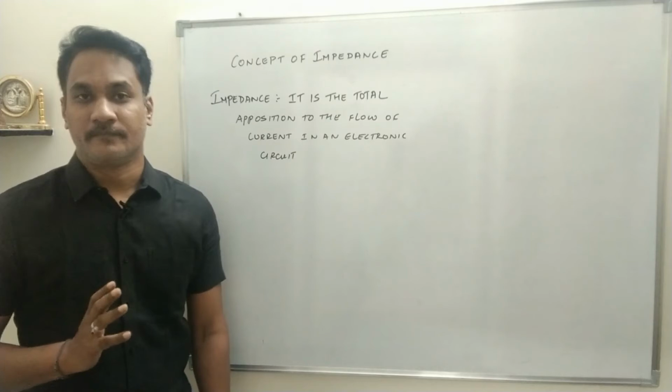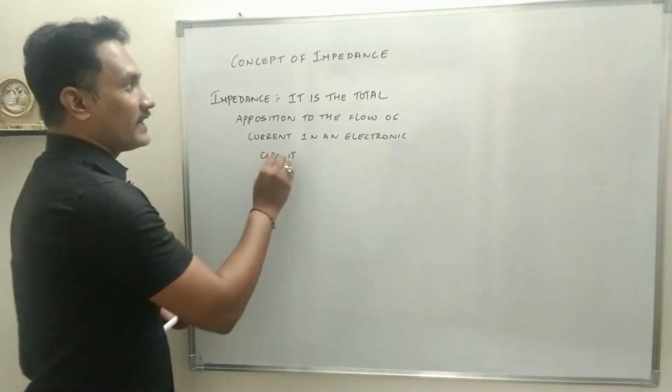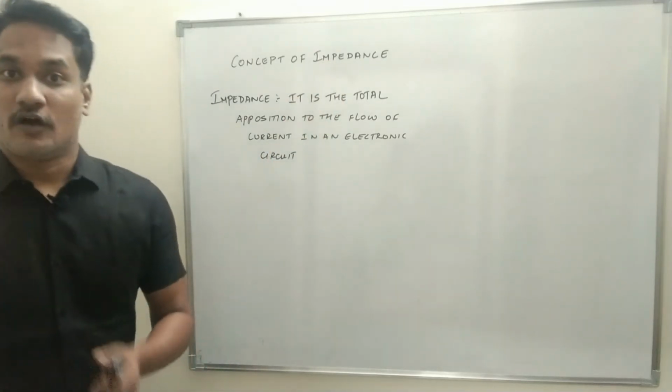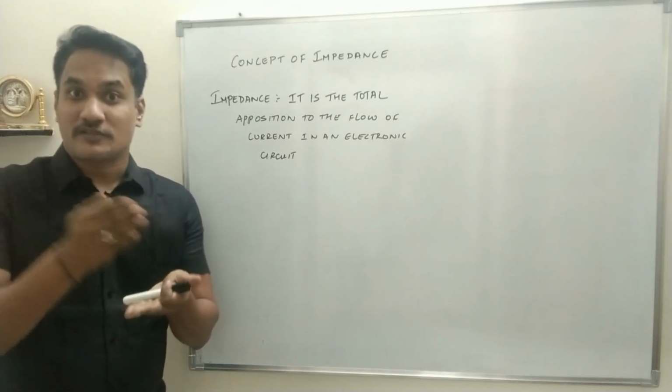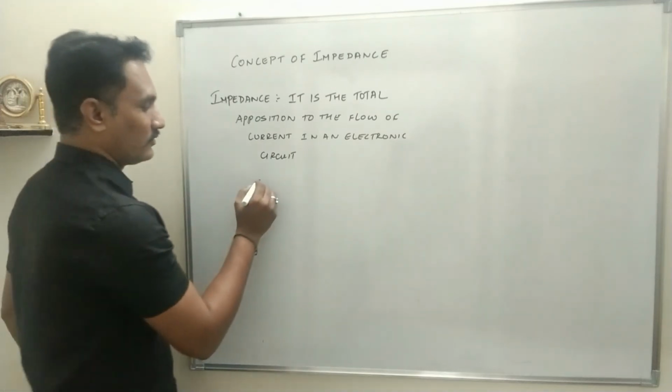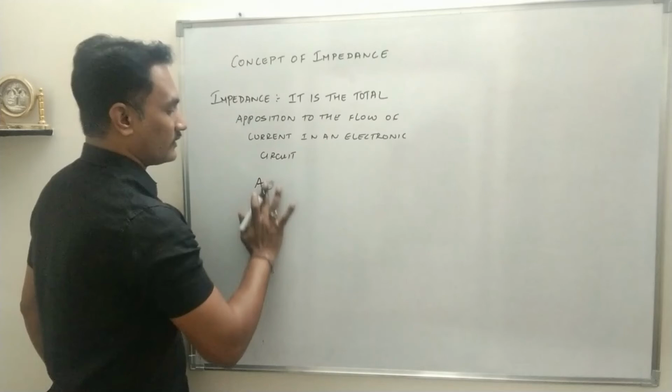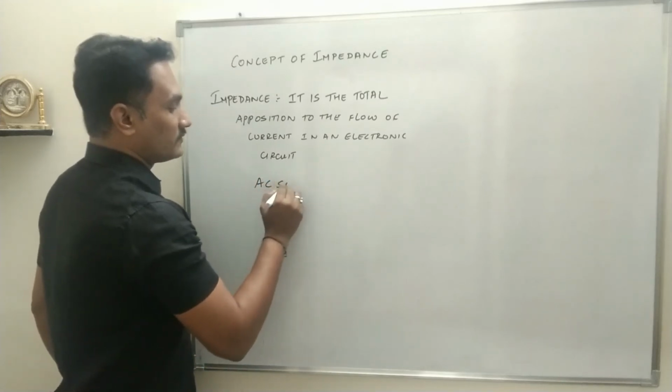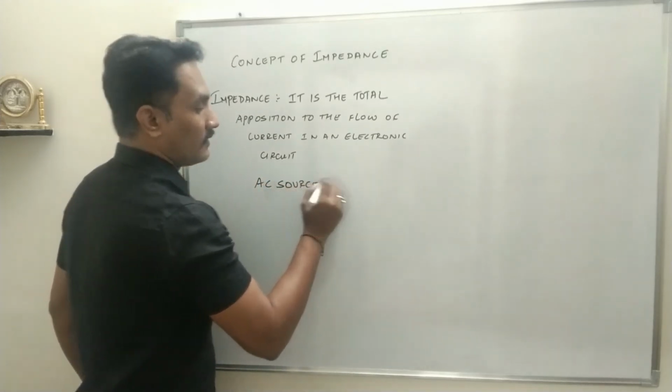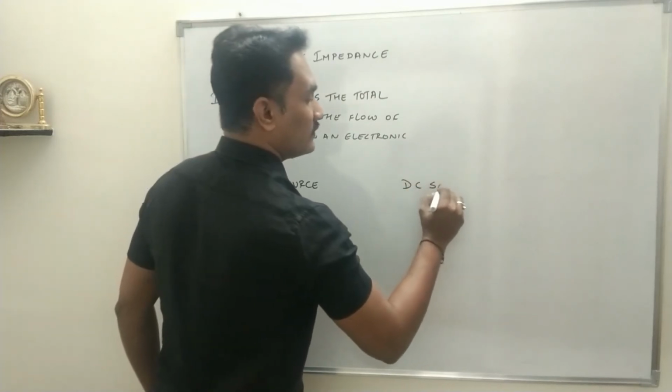It can be anything. Now we are trying to understand this impedance on the basis of the sources which we have studied now. Which two sources did we study? Sorry, AC source and DC source.